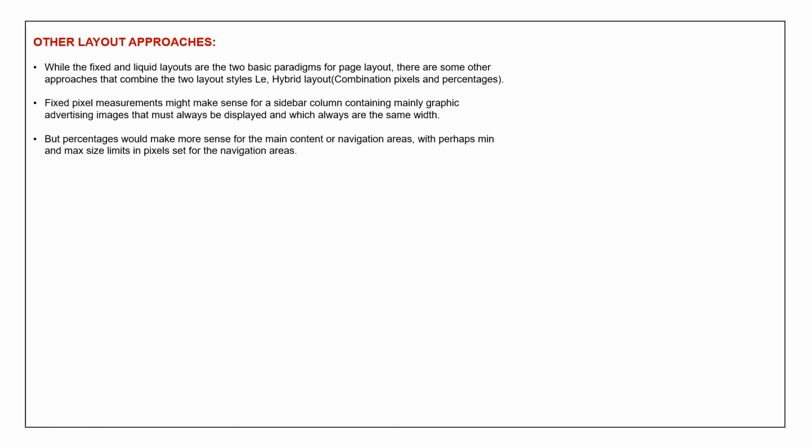Other layout approaches. While the fixed and liquid layouts are the two basic paradigms of page layouts, there are some other approaches that combine the two layout styles. Hybrid layout. Hybrid layout is nothing but the combination of pixels and percentages. Fixed pixel measurements might make sense for a sidebar column containing mainly graphic advertising images that must always be displayed and which always are the same width. But percentages would make more sense for the main content or navigation areas, with perhaps min and max size limits in pixels set for the navigation areas.